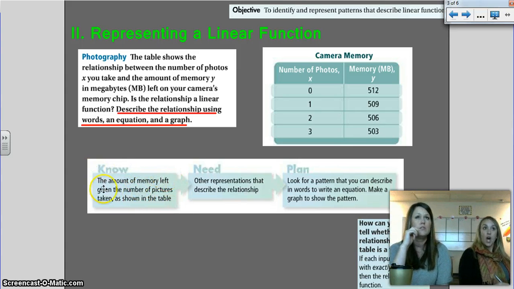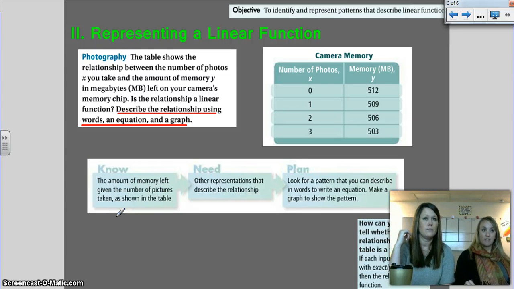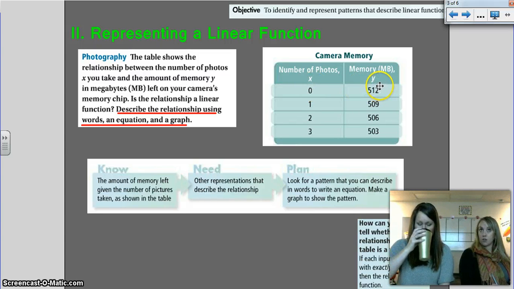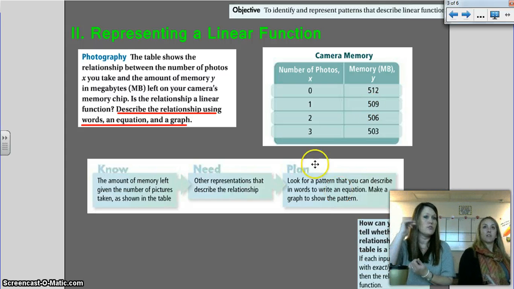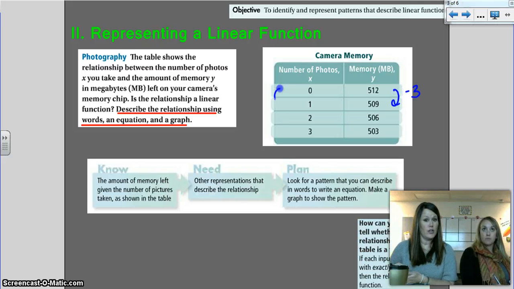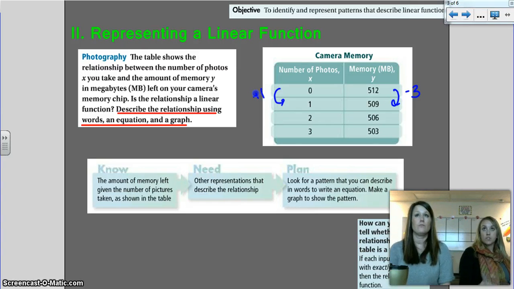Well, we know the amount of memory left given the number of pictures taken shown as the table. So if you take 0 pictures, you have full memory on that card. If you take 1 picture, well, it dropped down by a few. Used 3. It looks okay. So it uses 3 megabytes per picture. Which is my rate of change. So it'd be -3 over 1.